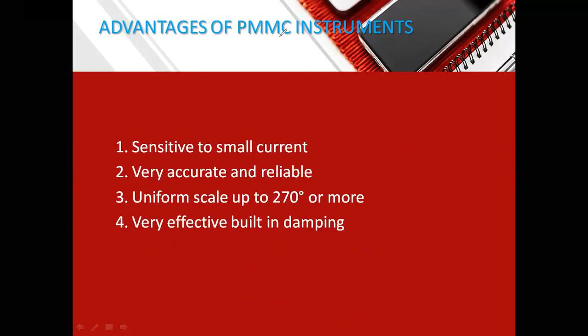It also says that it is very effectively built, and the damping in permanent magnet moving coil system is very effective. Built-in damping is present in permanent magnet moving coil instrument. Only an aluminum former does the job. We don't require an additional magnet, and we don't require any disc or other conductor. So just by placing an aluminum former in between a core and a coil will do the job of producing the eddy current damping.